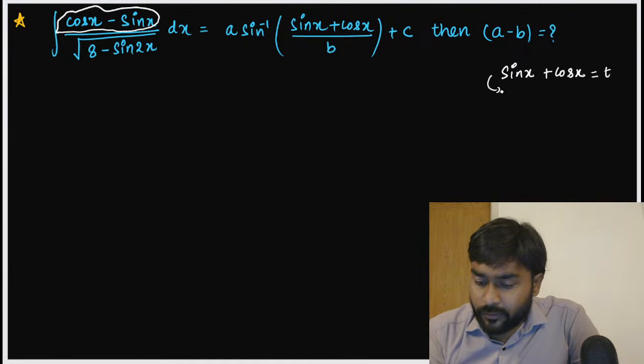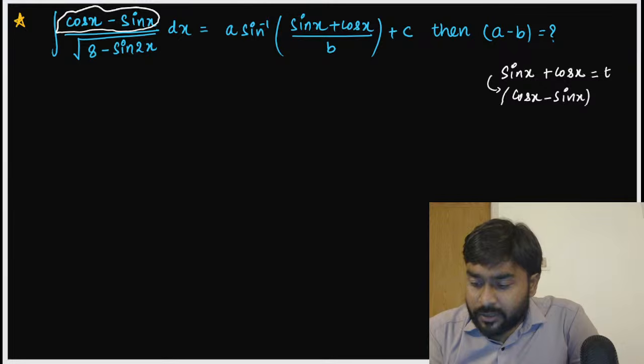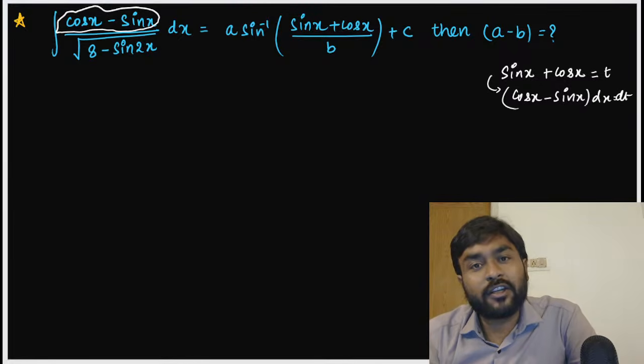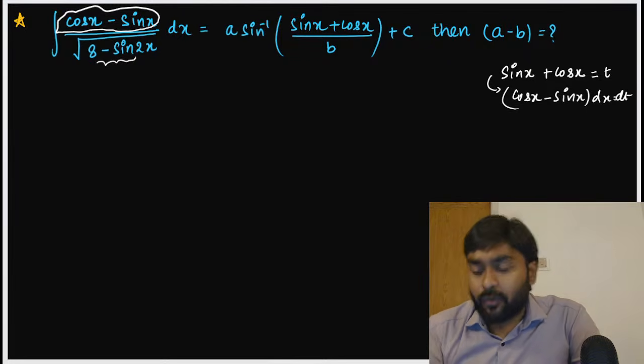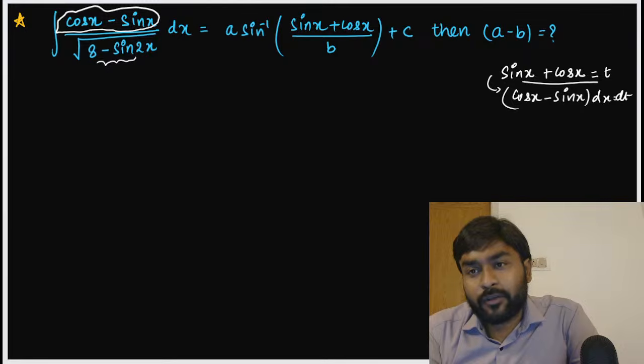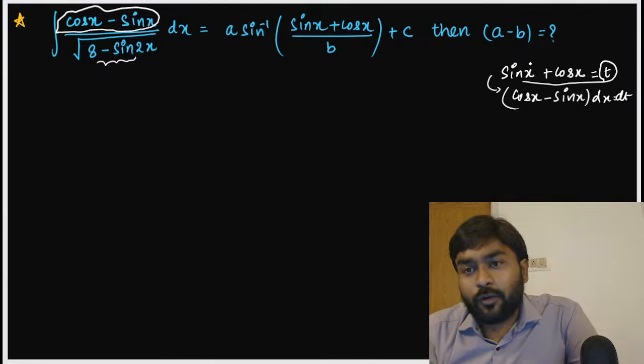Okay, so differentiation of sin x is what? Cos x. Differentiation of cos x is what? Minus sin x. Minus sin x into dx will be what? Dt. Correct. So in numerator we can write dt. Now we have to tackle denominator also. Okay, so we are having sin x plus cos x as t. Correct. So what is my idea?